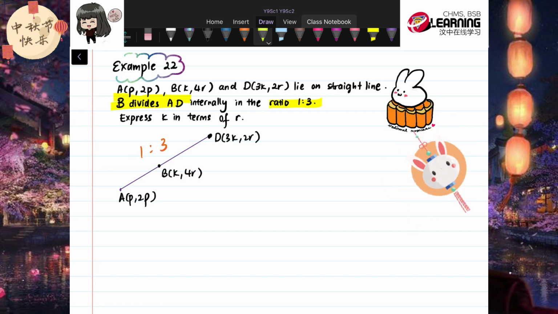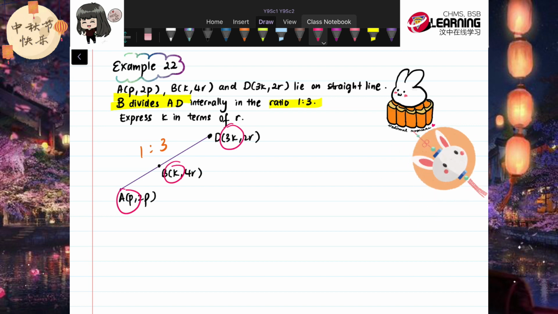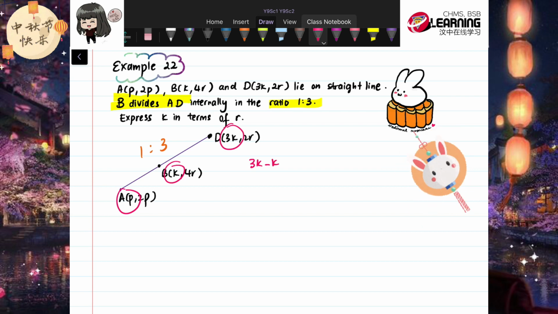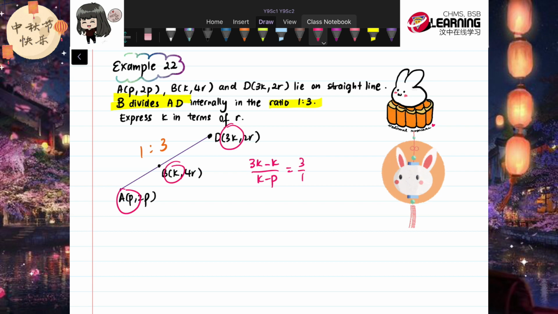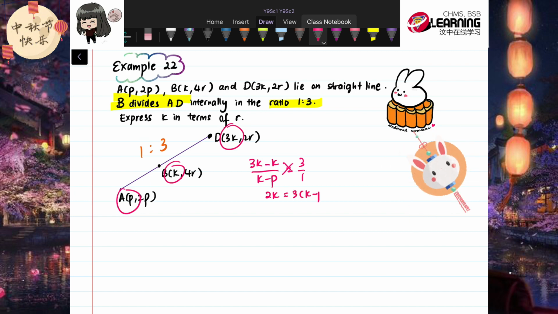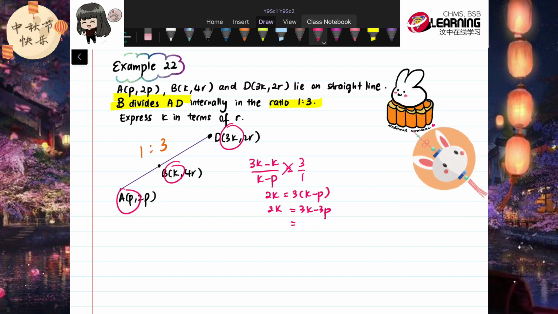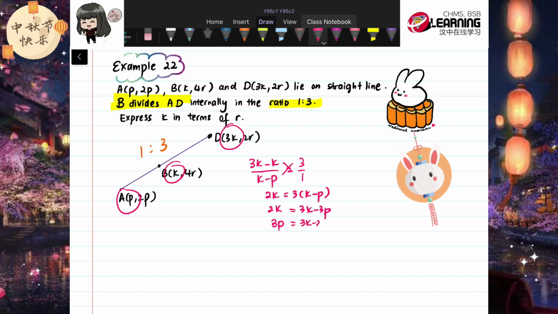Okay? So using the formula also, but don't be afraid of the alphabet or the unknown, okay? We just do like normal. The third X minus the second X over the second X minus the first X equals to 3 to 1. Okay, so here we can cross multiply. This one becomes 2k equals to 3k minus p. So k equals to 3p.